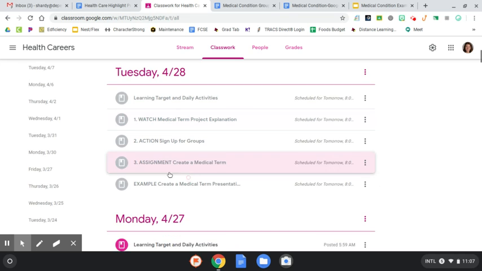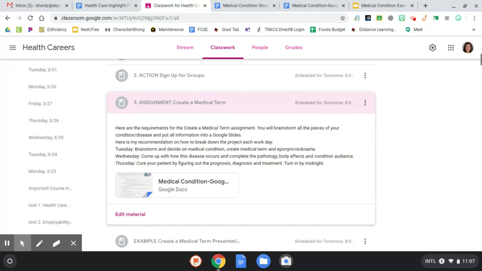But what I did here in the assignment creative medical term is in my description here. I have it broken down how I would recommend you to work on this each day. So today I would probably figure out what your medical condition is, create that medical term, and start to brainstorm the eponym or the nickname. Wednesday, I would look at how the disease occurs and complete the pathology, body effects, and condition audience. And then on Thursday is all about the cure. So what's their prognosis? What's the diagnostic? And then what's the treatment? And then go ahead and get that turned in.